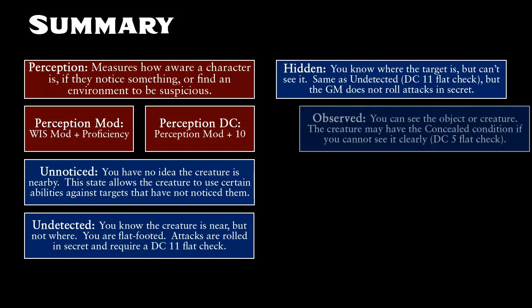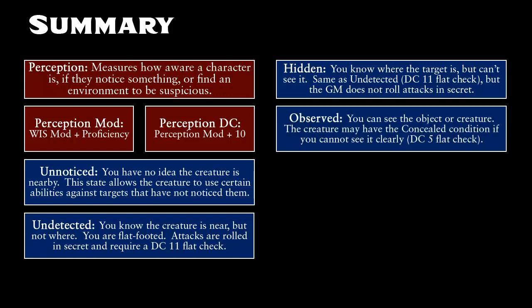And the final state of awareness is observed. When you can see your target, it is observed. There are no special penalties applied when you are observing your target, but it is worth noting that if you can see them, but not see them perfectly clear, then the GM may grant that target the concealed condition. When you attack a concealed target, you must pass a DC 5 flat check or your attack automatically misses no matter what was rolled on that attack, even if it's a natural 20.